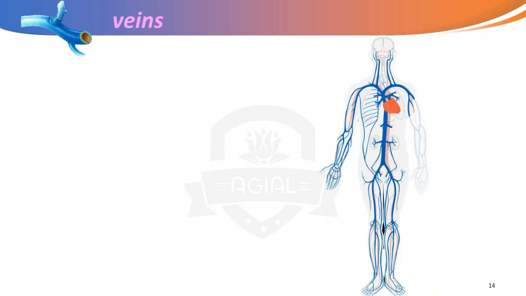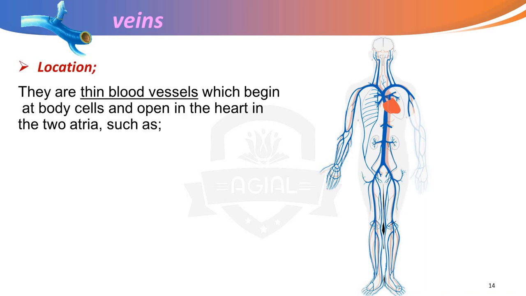The third type is veins. They are thin blood vessels which begin at body cells and open in the heart. If you remember that blood capillaries connect the end of the artery with the beginning of the veins, it means that veins start or begin at body cells and open in the heart. They start at the body cells, then they collect together to open in the heart.